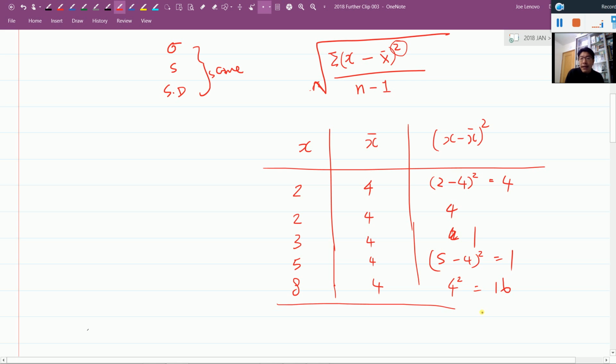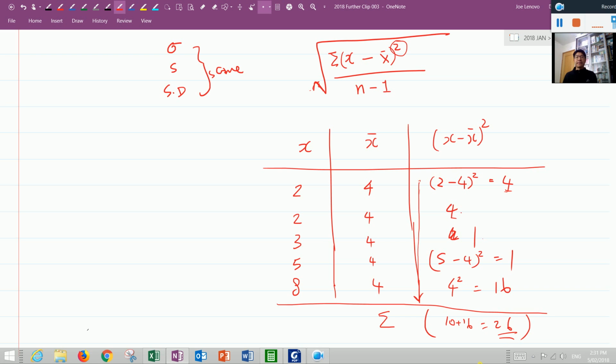Now we've got these particular tables. Then this is the important part. This one means the sum of the whole column from the very first one all the way down: 4 plus 4 plus 1 plus 1 plus 16. 4 plus 4 is 8, plus 1 is 9, 9 plus 1 is 10, 10 plus 16 equals 26. So the sum there is 26.